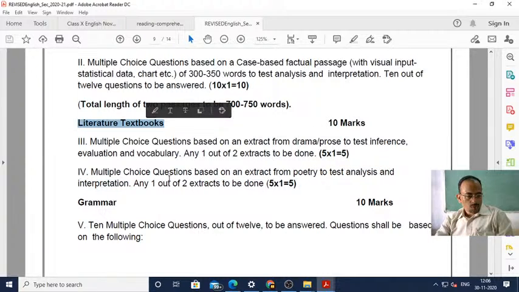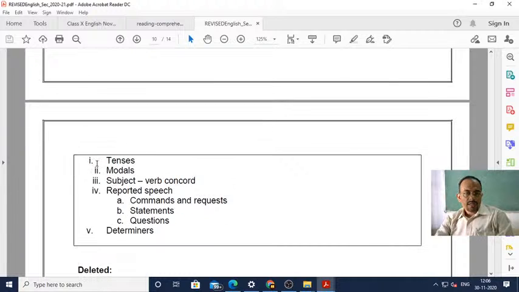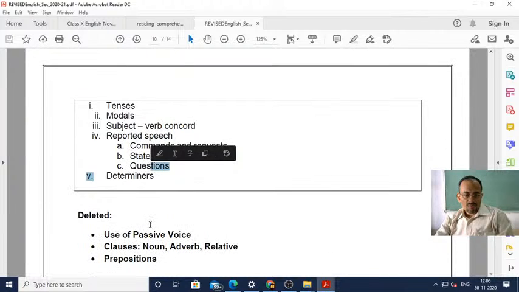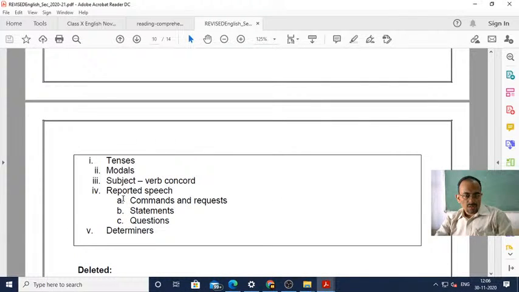Then grammar: 10 multiple choice questions out of 12 to be answered. There will be a total of 12 questions, out of which you have got to answer 10. Questions on grammar shall be based on tenses, modals, subject verb agreement, reported speech, and determiners. The deleted parts are passive voice, noun, and adverb. So we have to focus now on reported speech.